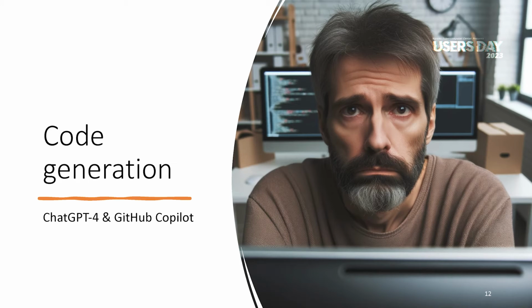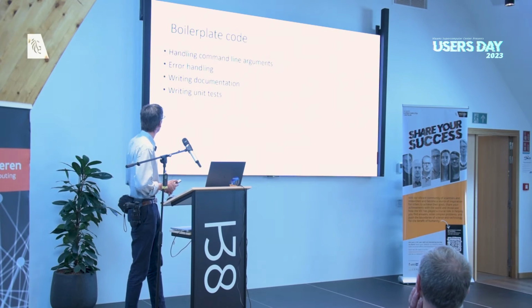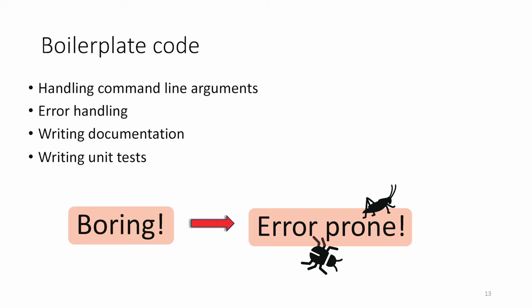Second use case, broad use case: generation of code. So for instance, one of the things which is really boring, and also really error prone, is handling of command line arguments. No one likes it, we all have to do it, it's not fun. You start with 1, then there are 2, then there are 500, I mean, boring.